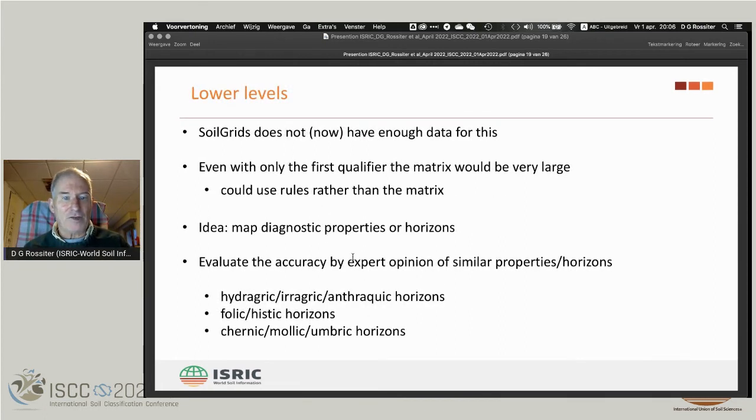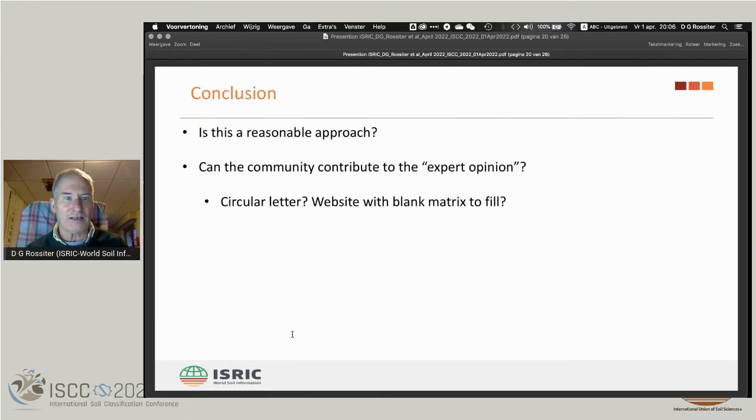And then we would evaluate the accuracy by expert opinion of similar properties or horizons. So if we got to that level, we would be looking at this kind of stuff, and we'd be asking for a partial credit: if we map it as Chernic, but it's really Mollic, would you give me some credit? That would be the idea.